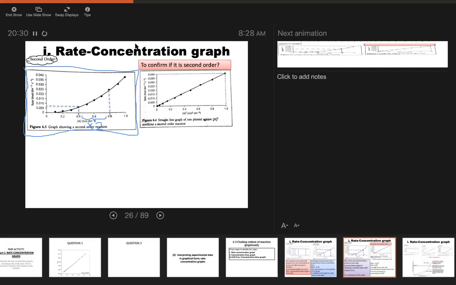So I'm going to read the graph, what happens to my rate. At 0.4, my rate was 0.006. At 0.8, my rate is now 0.024. I'm just gonna make up that number. Now going from 0.006 to 0.024, how much increase is that? 4 times. So 0.006 times 4 is 0.024.